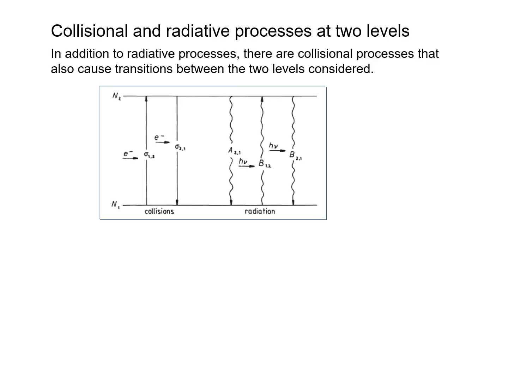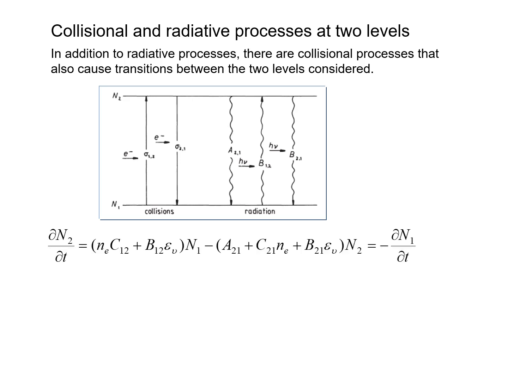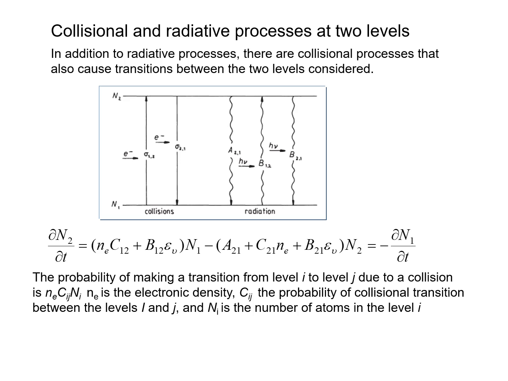In the two-level system, the exchange of atoms or molecules passing from one level to another is not only carried out by radiative processes but also by collisional processes. Mainly the electrons collide with the atoms that are in a certain level, causing that atom to make a transition to the other level. In this two-level scheme, the time variation of the number of electrons found in level 2 is equal to minus the time variation of electrons found in level 1. Mathematically it is written as the probability of making a transition from level I to level J due to a collision is Ne sig Ni, where Ne is the electron density, sig is the collision transition probability between levels I and J, and Ni is the number of atoms in level I.